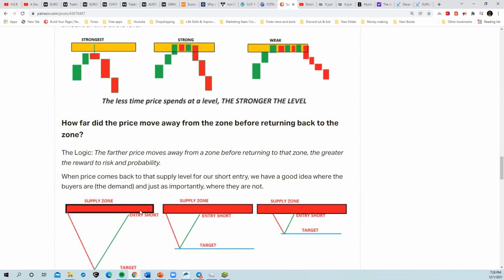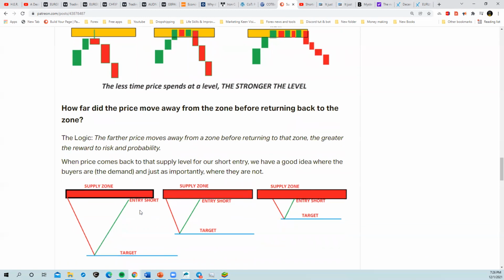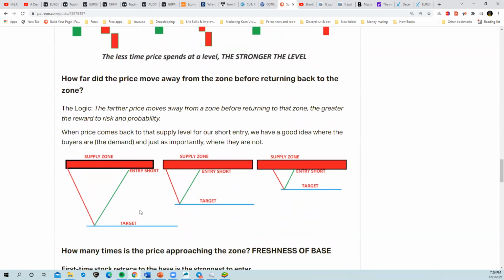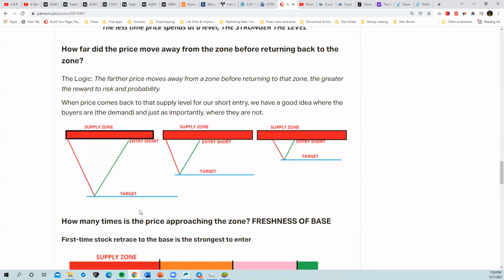Now, how far did price move away from the zone before returning to the zone? The logic: the further price moves away from the zone before returning, the greater the risk to reward and the probability. So higher probability trades are going to be the ones that move further before they even come back to test that. And when price comes back to the supply level for our short entry, we have a good idea where the buyers are, aka the demand, and just as importantly, where they are not. So we get a good idea that buyers are going to be down here where they flipped the market.